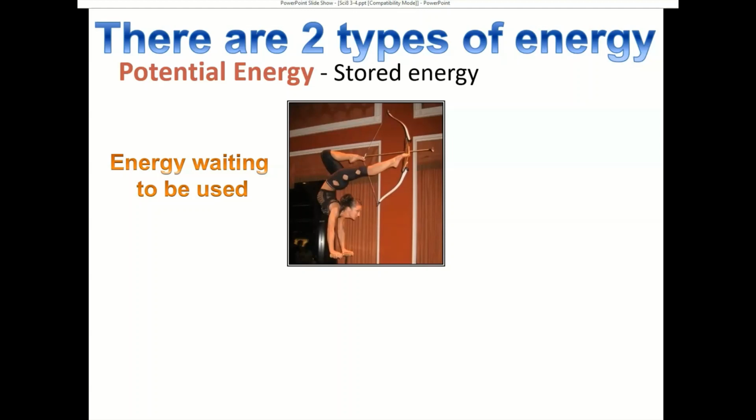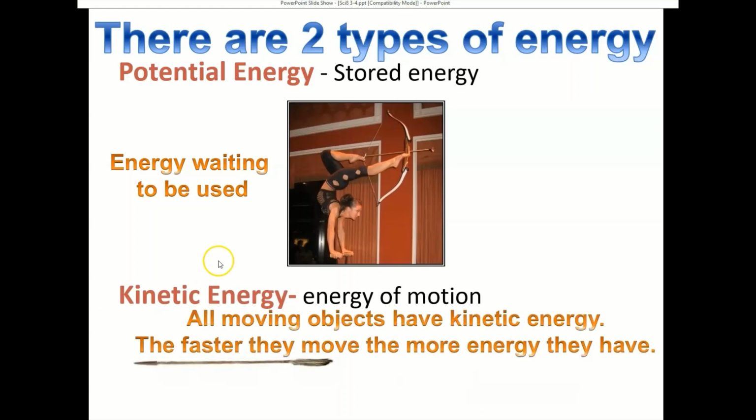When she lets go, just like when I let go of the Nerf arrow and it goes flying into the wall or flying into the window, that's a different form of energy. It's no longer stored, it's being used. So one of the ways energy can be used is to move things. We call that energy of motion kinetic energy, just like the arrow moving. All moving objects have kinetic energy. The faster they move, the more energy they have.